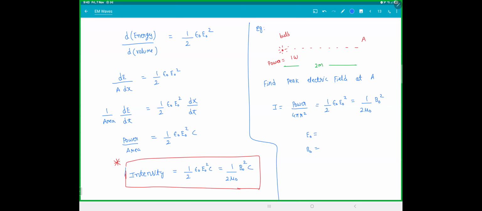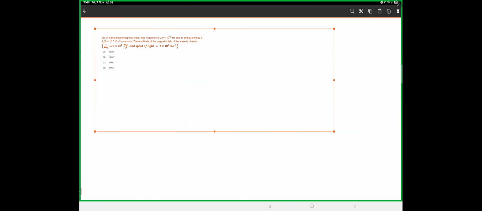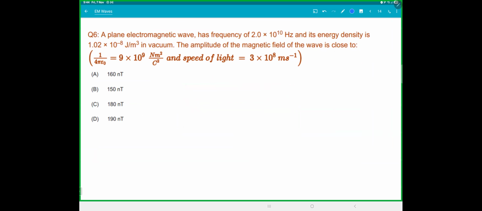You can see already, I think we have 7 to 8 formulas. There are a lot in this. So let me show you a question, what they asked. Have a look at this.